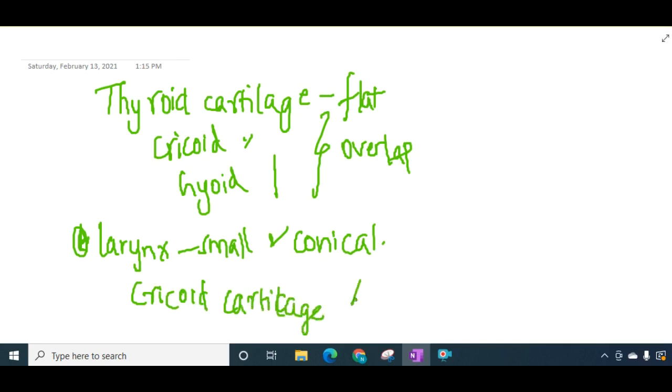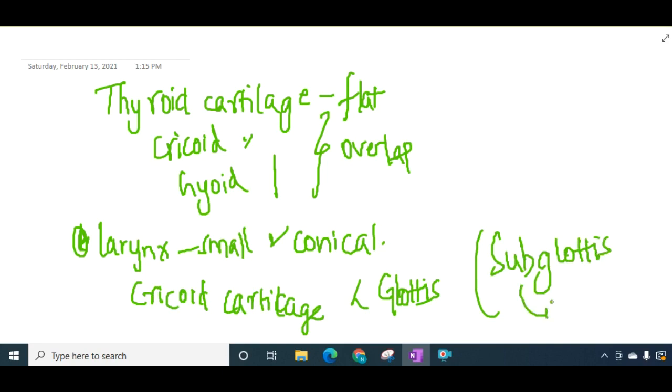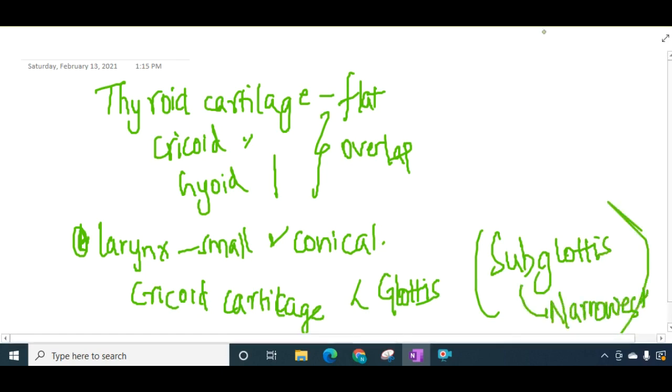Because the cricoid cartilage diameter is smaller than the glottis, the subglottis is the narrowest part in babies. If you were asked what the narrowest part is in infants or children, it is the subglottis. The submucosal tissues of the infant's larynx are also loose and edematous.